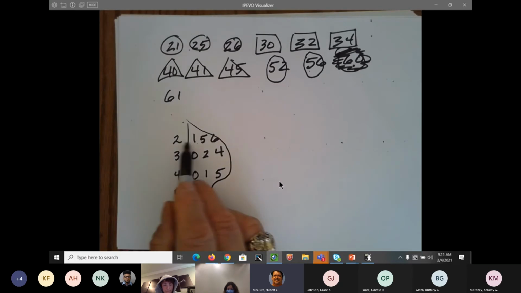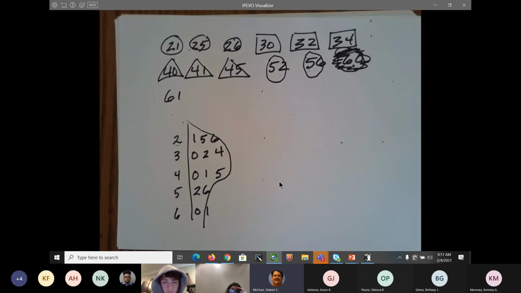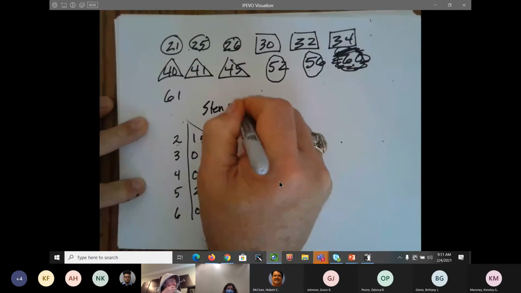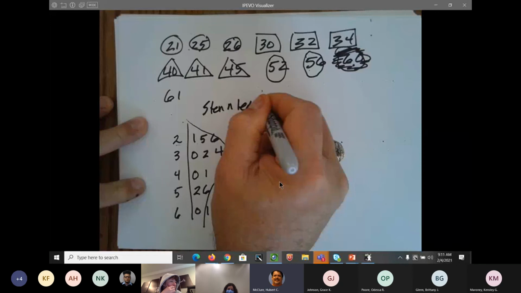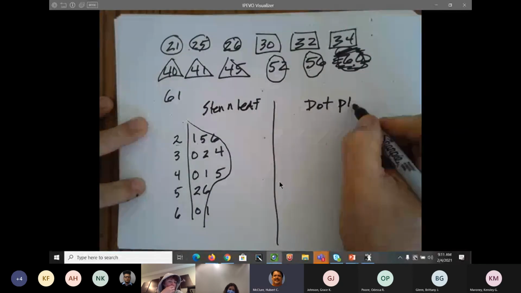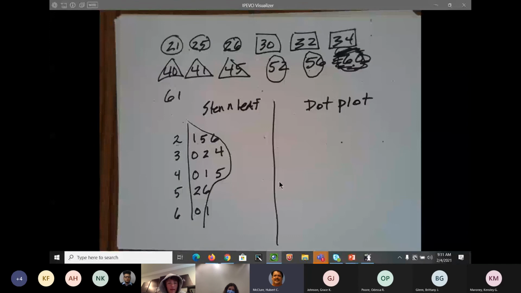Now, the difference between a stem and leaf plot and a dot plot, can anybody tell me the difference? They're very similar, but what's the difference? Anybody know?